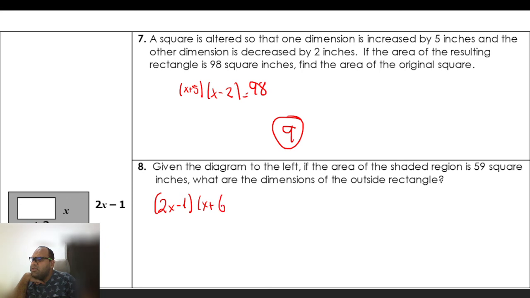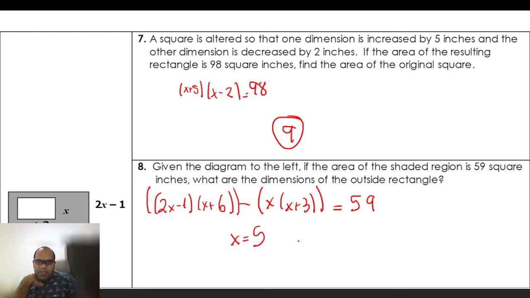Times x plus 6, and after that you subtract the little region, the little parenthesis here, x times x plus 3. So it equals what? If the area of the shaded region is 59, now we can easily find two solutions: negative 13 and 5. We're looking for x equals 5. Okay, we know x equals 5, but what are the dimensions of the outside rectangle?